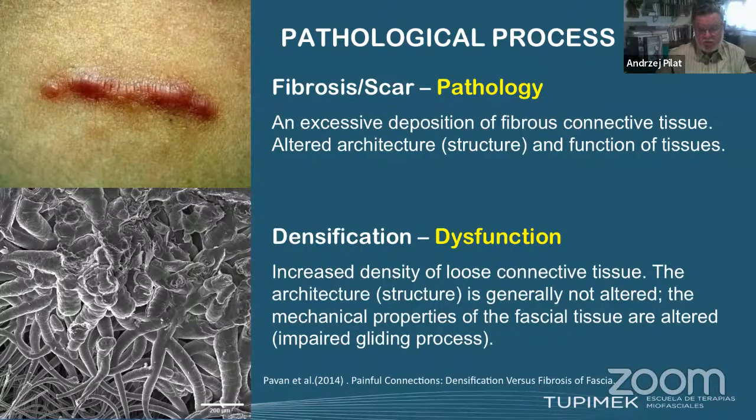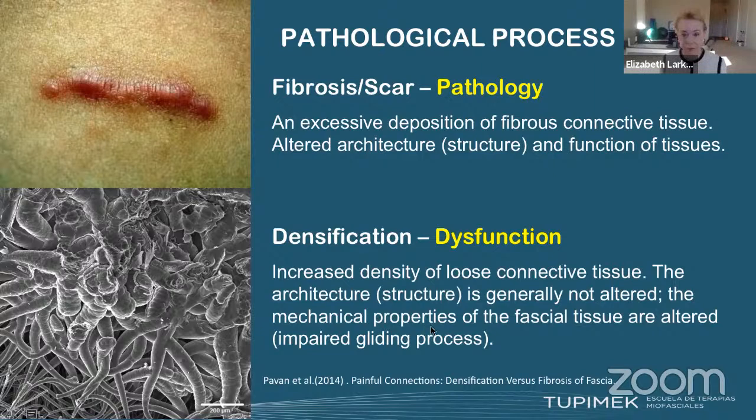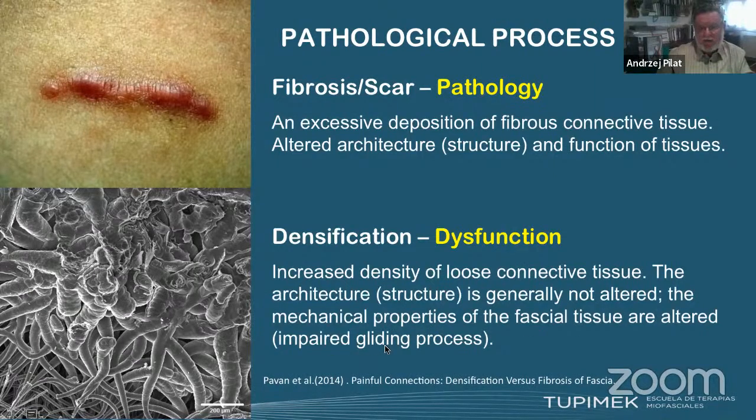The architecture, the structure, is generally not altered. There was alteration in pathology. The mechanical properties of the fascial tissue are altered, with an impaired gliding process. And this part, I think, is very important in clinical thinking about the movement and the problem, disability, and so on.